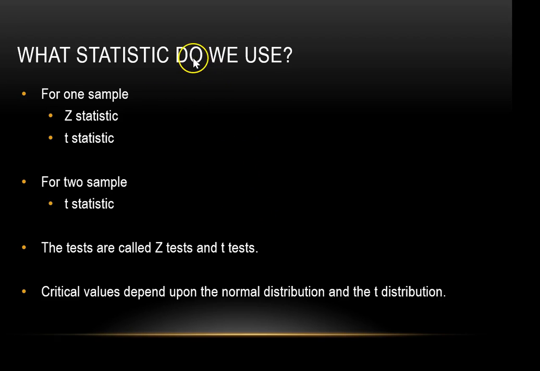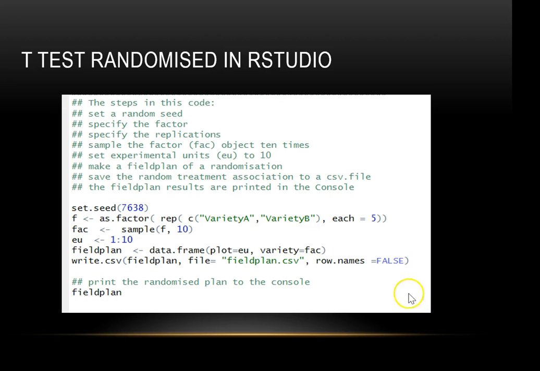And what statistics do we use? You can use a one-sample Z-test or T-test. In this case, ours is a two-sample T-statistic. And the critical values will depend either on the normal distribution if you're using a Z-test, or the T distribution if you're using a T-test. Since ours is sampling and we don't know the population means and the population standard deviations, we will be using the T distribution. Let's go back to some code.